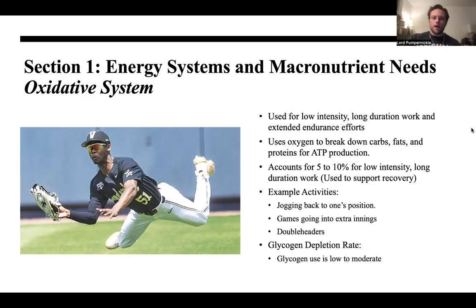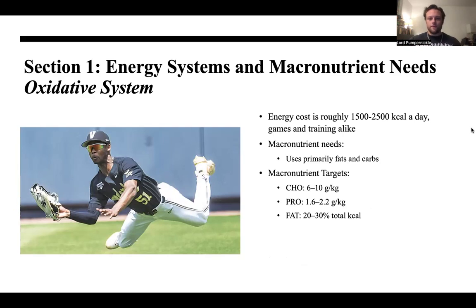Glycogen use is low to moderate. Its energy cost is roughly 1,500 to 2,500 kilocalories a day, in games and training alike. It primarily uses fats and carbs. And a good carb range to utilize and optimize the oxidative system is 6 to 10 grams per kilogram.